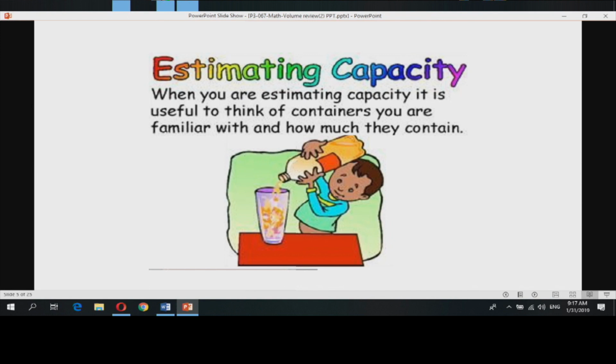When you are estimating capacity, it is useful to think of containers you are familiar with and how much they contain. For example, the bottle has a capacity of 2 liters, but the glass can only hold half the bottle. What is the capacity of the glass? 1 liter. Yes, well done, guys. You can estimate by knowing how much capacity is in the bottle.